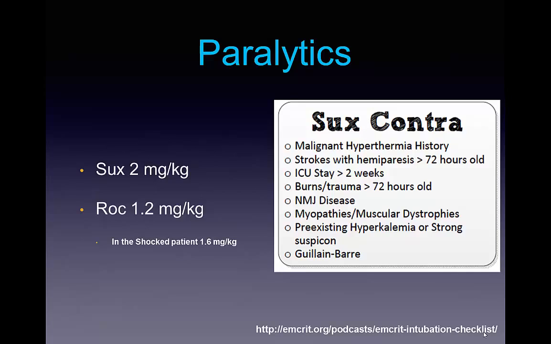A much better drug is rocuronium. Rocuronium is typically dosed at 1.2 milligrams per kilogram. Previously, it used to be dosed at 0.6 milligrams per kilogram, which is why it was believed that rocuronium's actions were slow compared to succinylcholine.